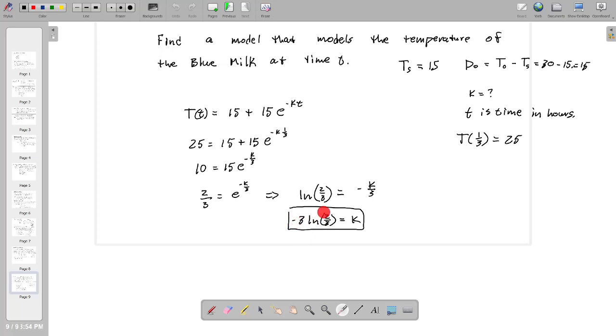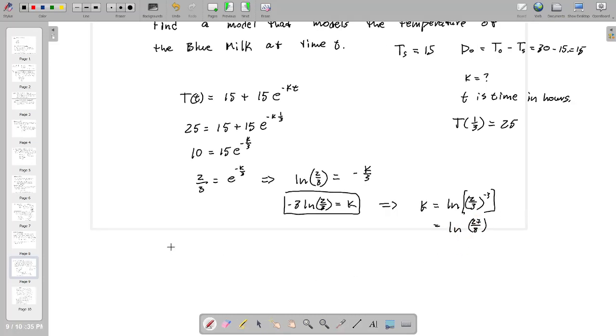What I'm going to do is I'm going to move my negative 3 up here to be an exponent. So we can rewrite this as k is equal to ln of 2/3 to the negative 3 power. And then we can move this negative 3 to be on both of these because we're dividing both of these bases. And we end up with ln of 3 to the 3rd, which is 27, divided by 2 to the 3rd, which is 8. And we're done. Notice that I also changed the positions because I have a negative value in my exponent. So this would have been 2 to the negative 3 divided by 3 to the negative 3. Now it's 3 to the third divided by 2 to the third. So here's my k value. Now I can write my model. We get T of t is equal to 15 plus 15e to the negative ln 27 over 8 times t.